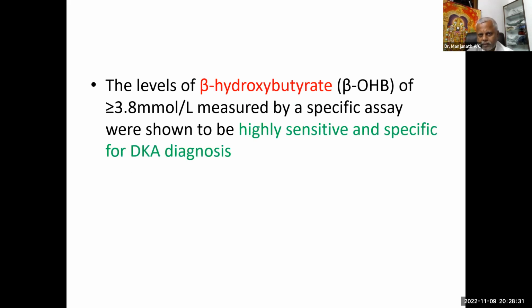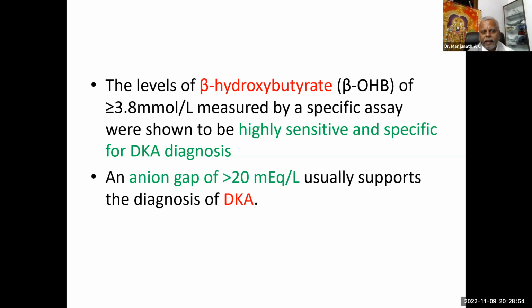The beta hydroxybutyrate levels measured by specific assay were shown to be highly sensitive and specific for diabetic ketoacidosis diagnosis. The other method, the nitroprusside method, measures both acetoacetic acid and beta hydroxybutyrate, but this is measured in some labs. This is sensitive and specific. The calculated anion gap of more than 20 milliequivalents usually supports the diagnosis of DKA.